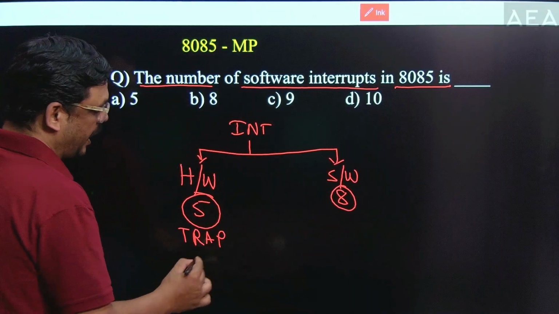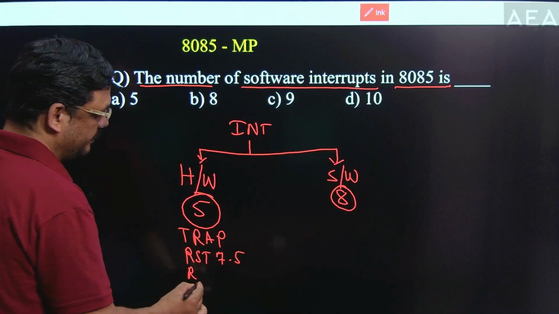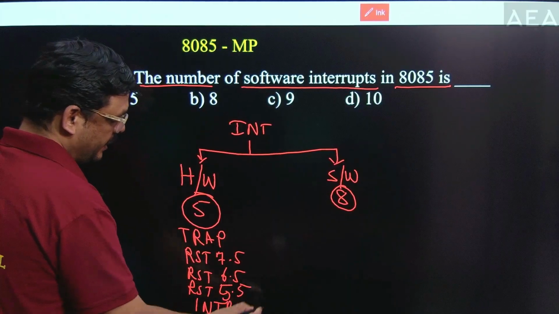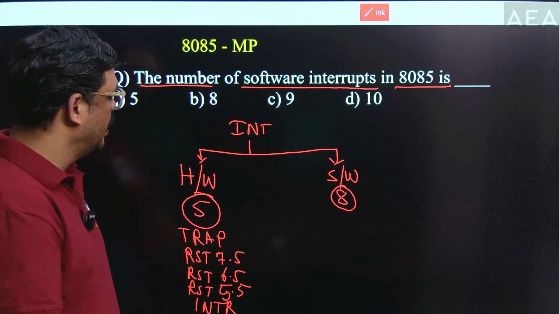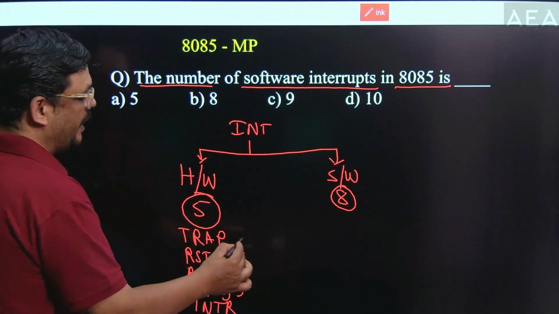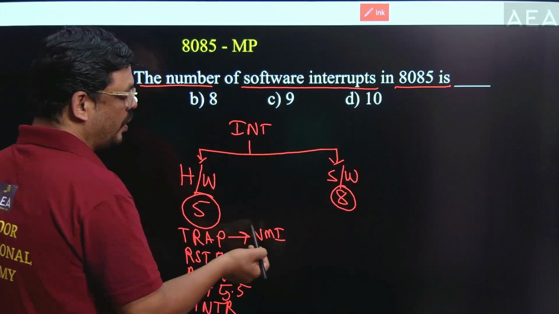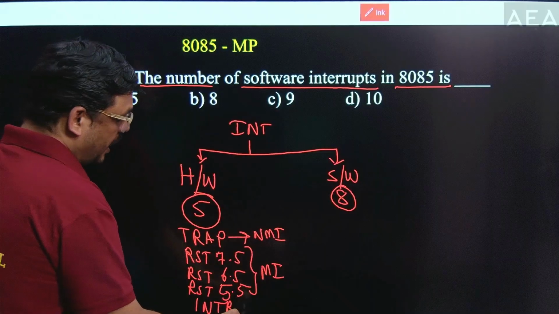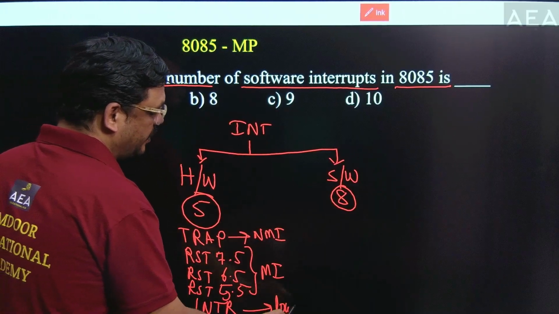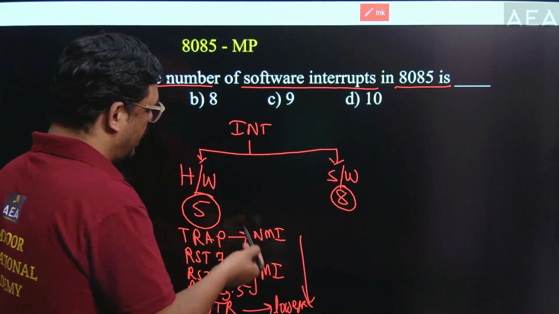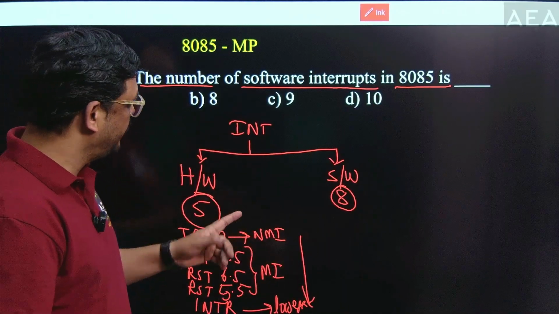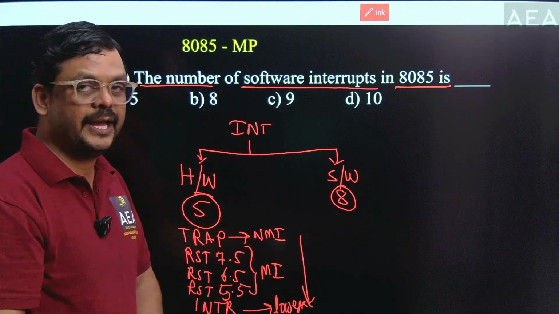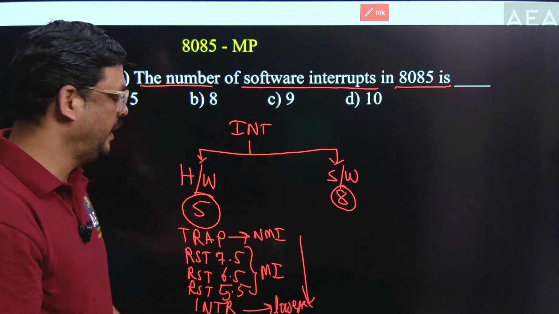Hardware interrupts are trap, RST 7.5, RST 6.5, RST 5.5 and INTR. So all these come under hardware interrupts. From this, trap is a non-maskable interrupt, so highest priority interrupt, and these are maskable interrupts. So INTR comes under lowest priority interrupt. The priority order is defined in this order. Highest priority interrupt is the trap interrupt, and next priority is given to RST 7.5, later 6.5, later 5.5, and later INTR. So INTR is the lowest priority interrupt.